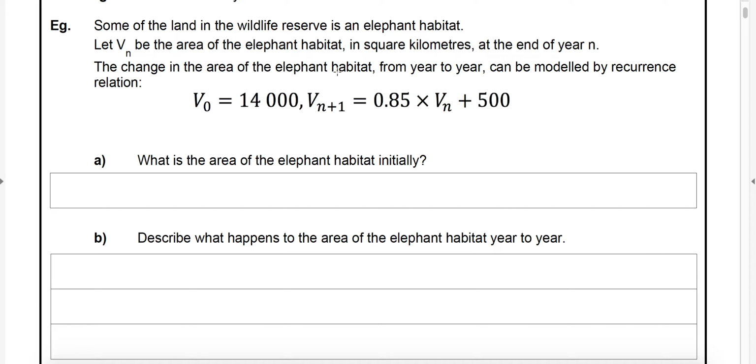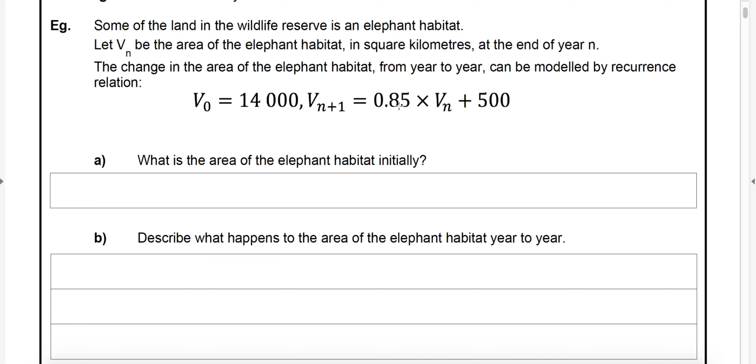This one here is talking about land in a wildlife reserve that's put aside for an elephant habitat. So we've got here V_N being representative of the area of that elephant habitat. That's going to be measured in square kilometres, and N here is in years. So the change in this habitat from year to year is modelled using this particular recurrence relation. You see here we've got V_0, so that must be the initial or the starting area of the elephant habitat. And if you look ahead, you'll see that's what we're asked for in part A.